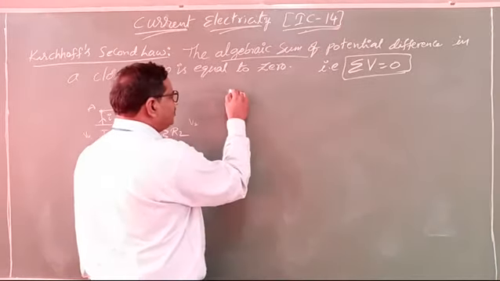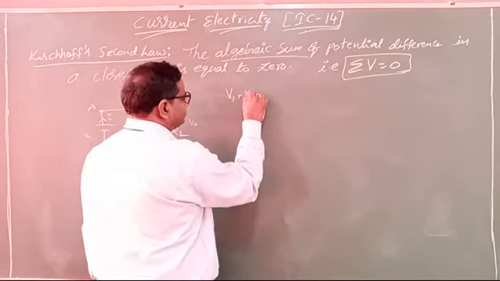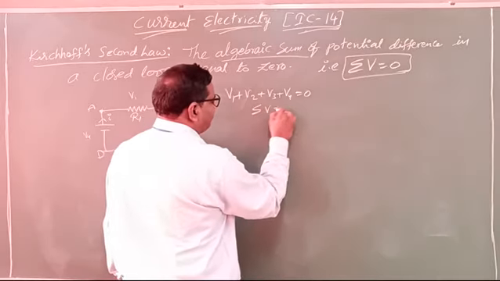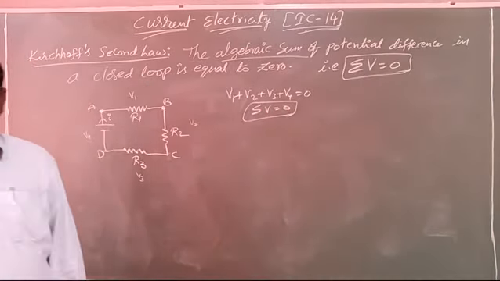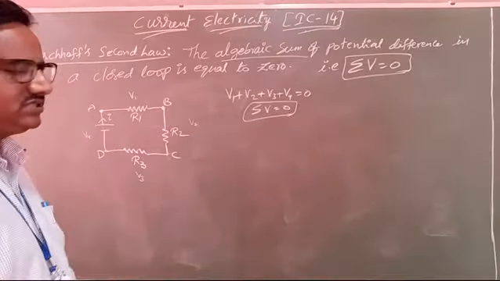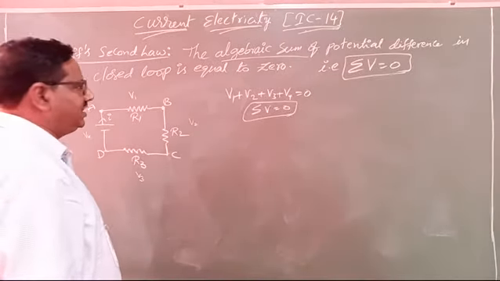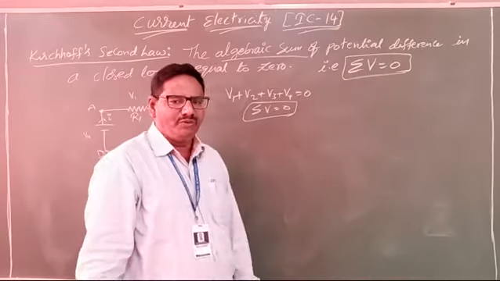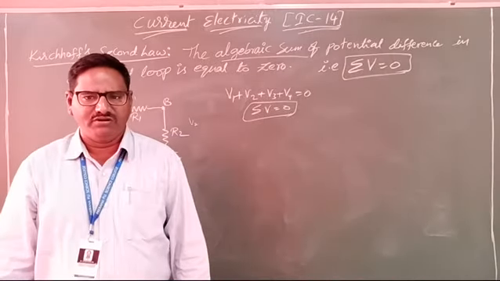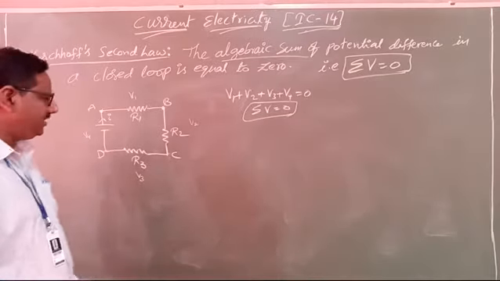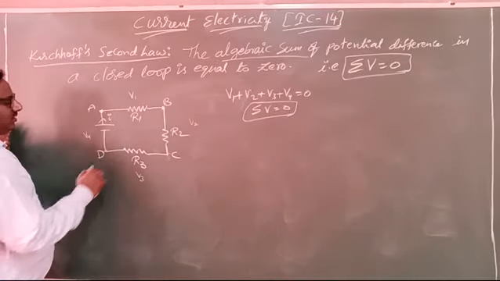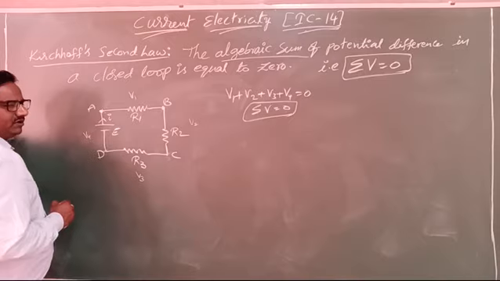Algebraic sum means V1 plus V2 plus V3 plus V4 equal to 0. That means sigma V equal to 0. Very, very simple. That is all we are discussing here: the algebraic sum of potential differences in a closed loop is equal to 0. Are you following clearly?